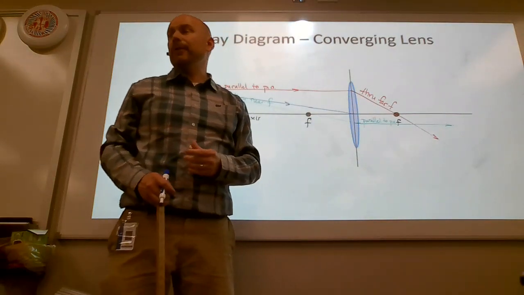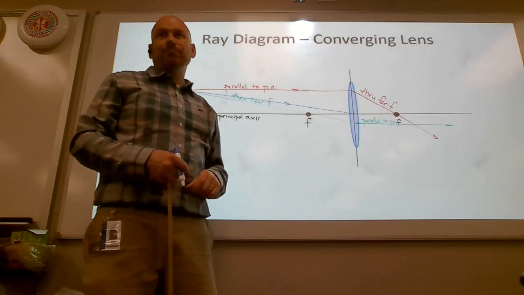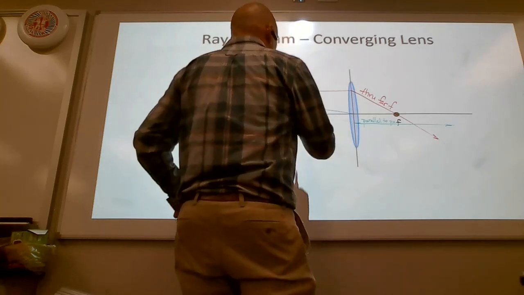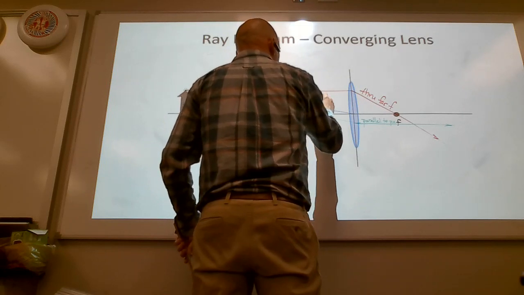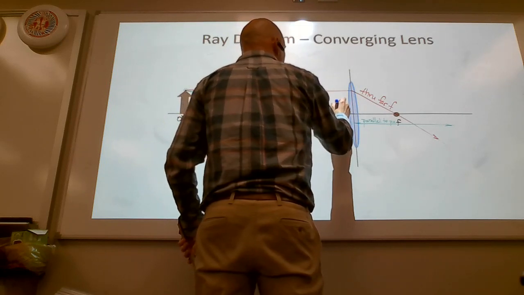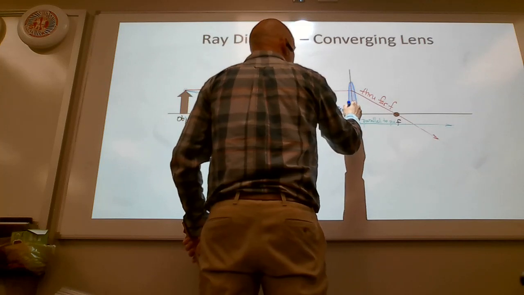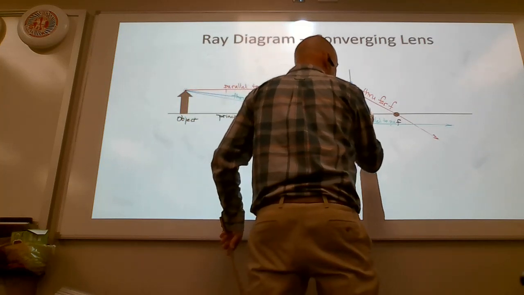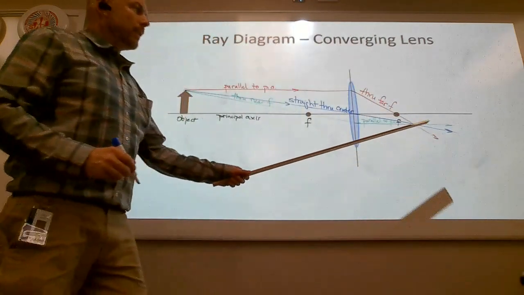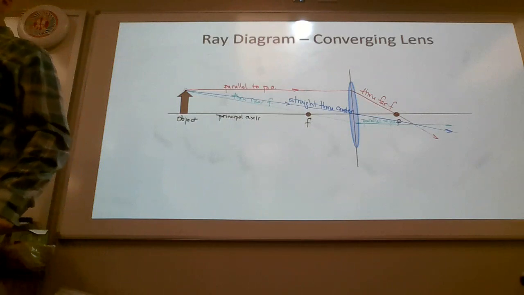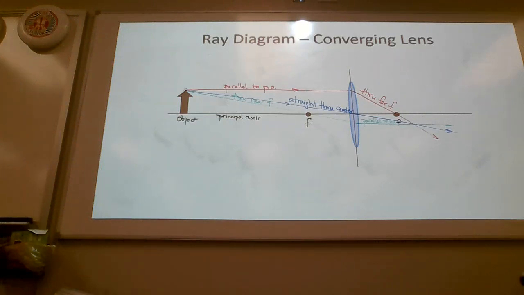And that's what we're going to do every time. This is like thin lens approximation. Okay, so we can say it goes straight through the center. No refracting, just straight through. And hopefully you drew it correctly so that all three intersect. Good with that?